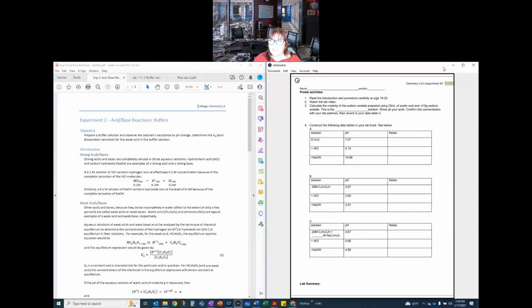of acetic acid and 0.410 grams of sodium acetate. This is the buffer solution, and you need to show all of your work. You want to confirm this concentration with your lab partners and record that in table C. So that molarity is supposed to go right here, all right? So you need to calculate for the 0.410 grams of sodium acetate.